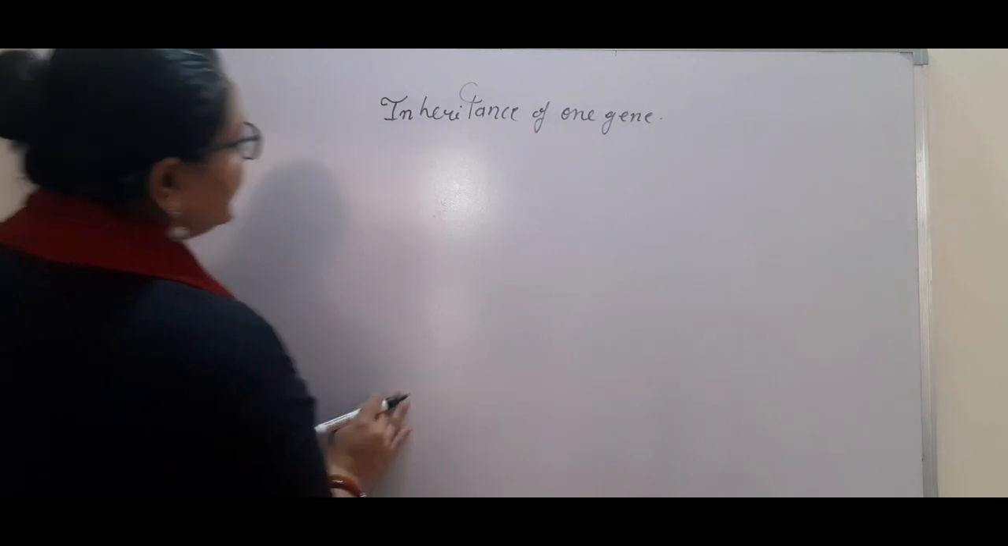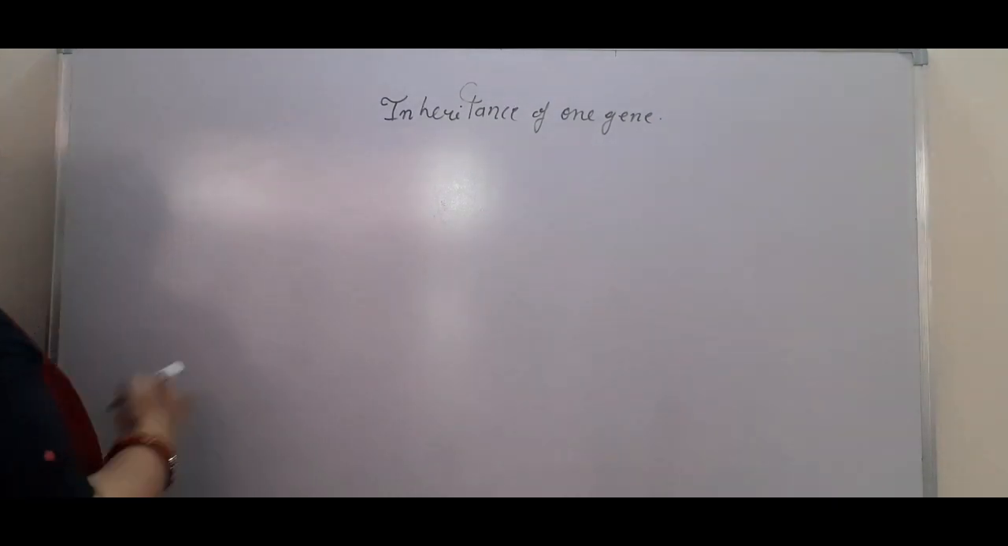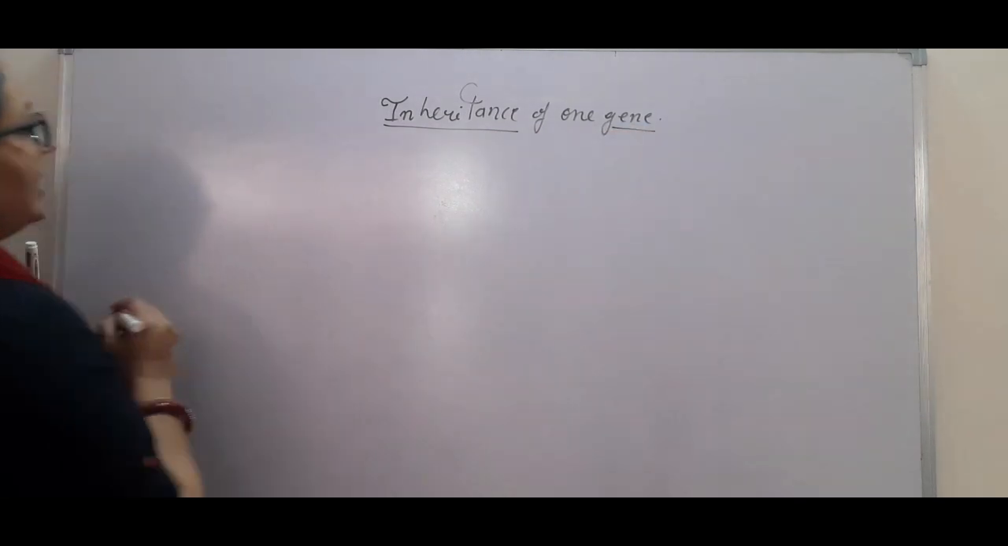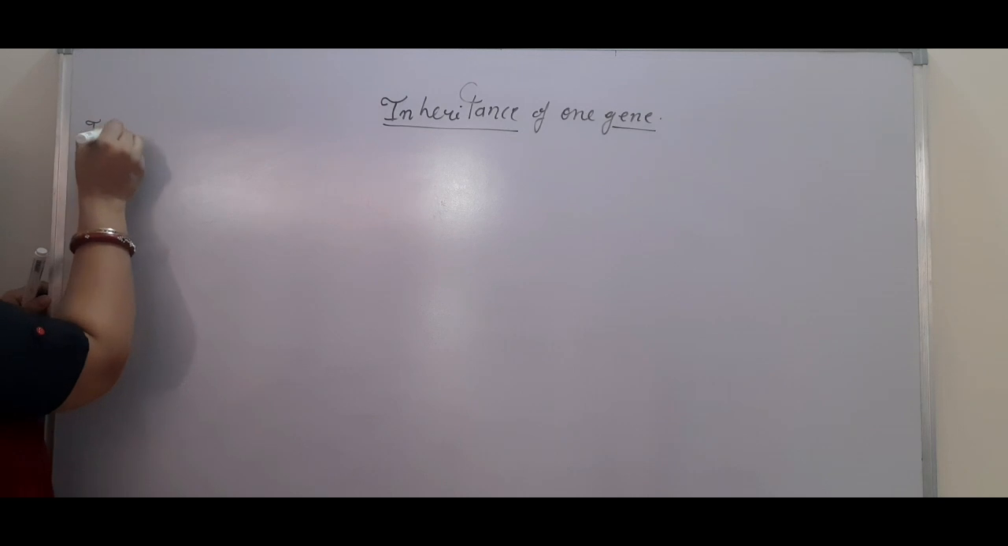So today my video is related to the inheritance of one gene, and the experiment was done by Gregor John Mendel, which we will study in today's video. In the chapter Principle of Inheritance and Variation, your topic is Inheritance of One Gene. Basically, two words are used here first, inheritance and gene, so let us understand the meaning of both of them. What does it mean?